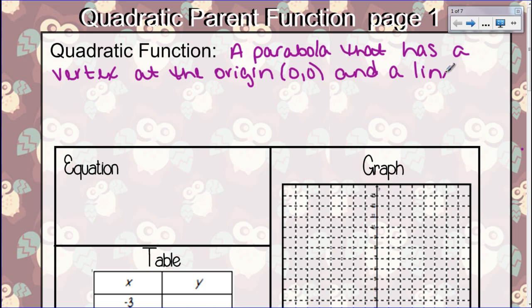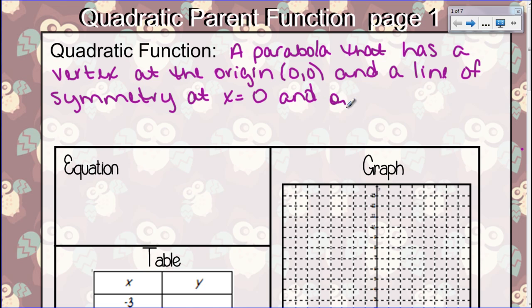So it's got a vertex at the origin, which is 0, 0. And it has a line of symmetry at x equals 0. That's the line that's going to cut it in half. And one last little thing, it opens upwards. So when we look at it, it always opens up and does not open down. And we'll talk about all of those words here in just a minute. But that is the definition for the quadratic parent function.